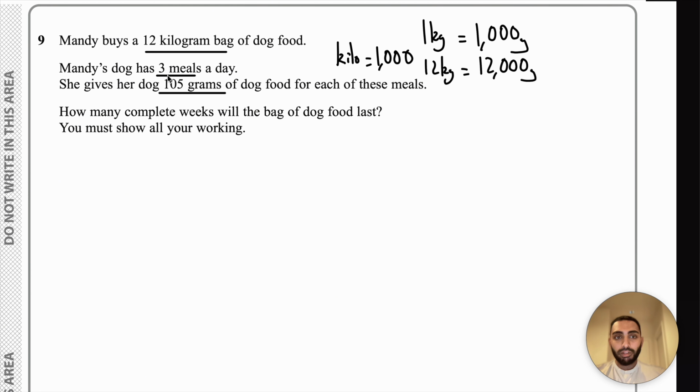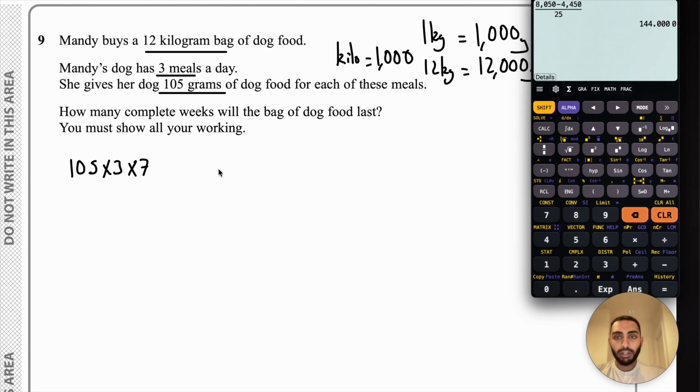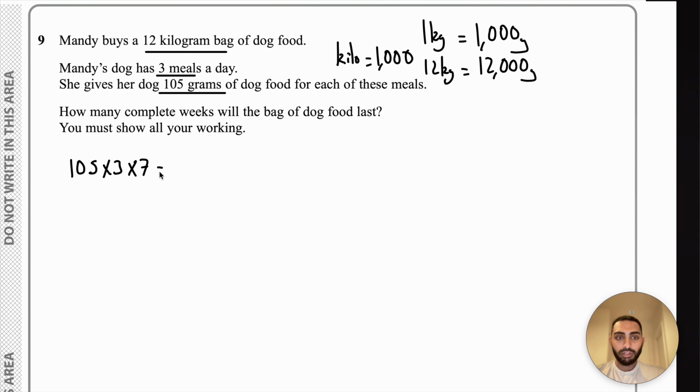If the dog is having 3 meals a day and each of the meals are 105 grams, we need to find out how much the dog is having per day. So we're going to do 105 multiplied by 3. That's telling us how much the dog will be eating per day. We're trying to find out how many weeks the dog food will last. So we're going to multiply that by 7 as well because there's 7 days in a week. So 105 multiplied by 3 multiplied by 7, or 105 times 21, is 2,205. So every week, the dog will be eating 2,205 grams.